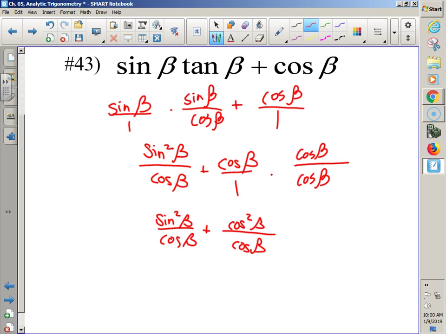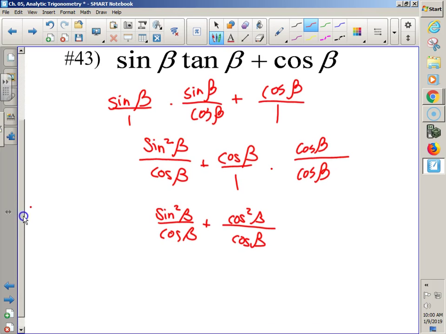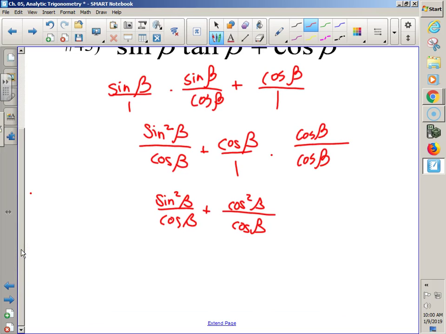Why did I do that? Just cosine beta is cosine beta squared, but remember there's a snazzy way of writing it. Bless you, bless you.